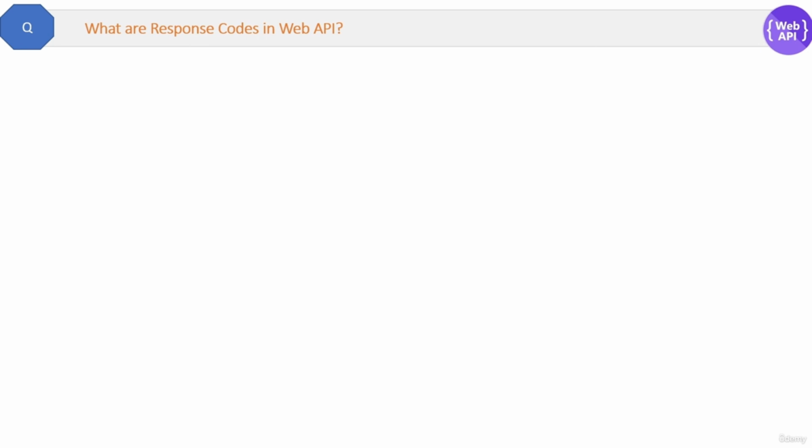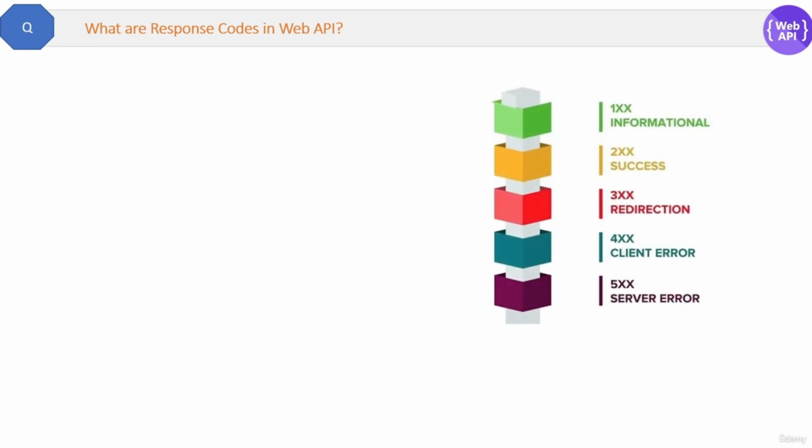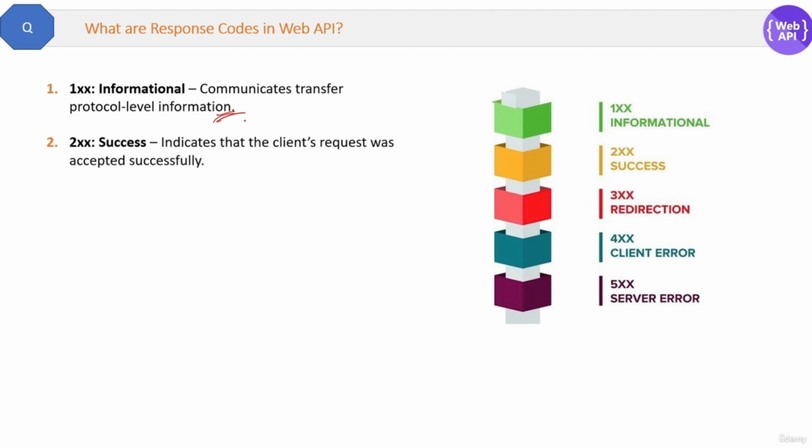What are response codes in Web API? This is very important to know from a developer's point of view. Here you can see the diagram. Now let's see one by one what these codes are. 1xx is informational. It means it communicates transfer protocol level information. Basically 102, 101, these are informational status codes. The next one is 2xx. This is basically for success in general. It indicates that the client's request was accepted successfully.